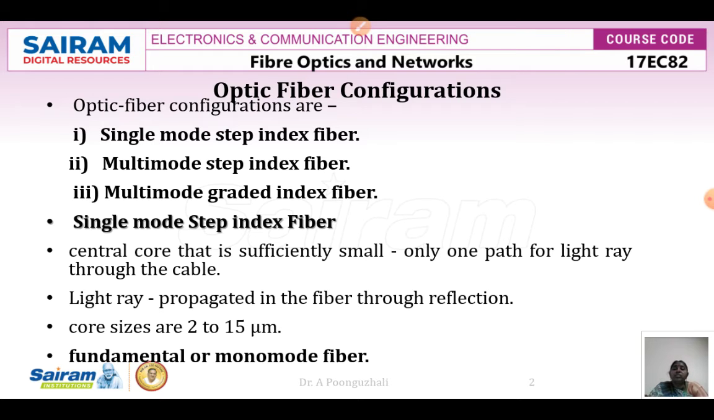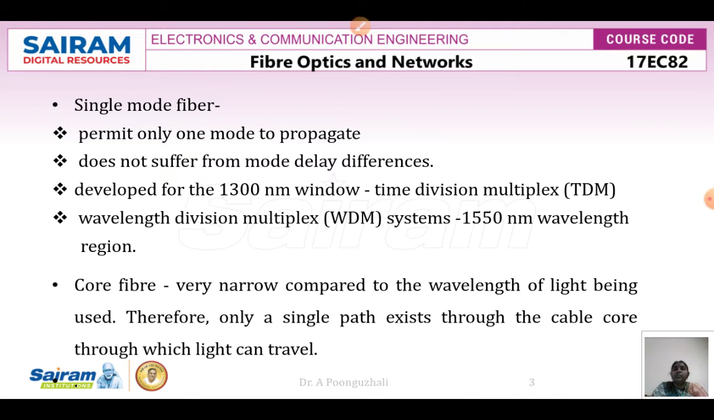When the light ray propagates through the fiber, it follows a process called reflection. The size of the core is around 2 to 15 micrometers. Here the mode in which the ray is transmitted is called the fundamental mode, or mono mode fiber, the other name for single mode fiber. As I said, we permit only one mode to propagate, and it does not suffer delay differences, because only one mode propagates. We are not going to have any delay differences.